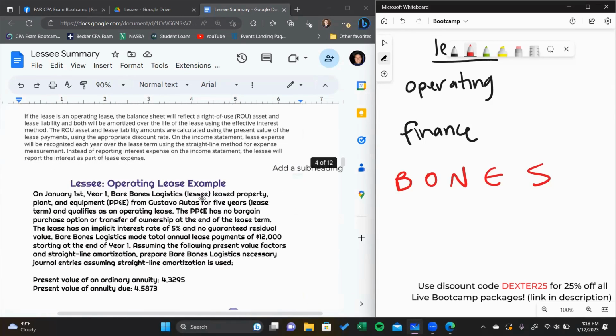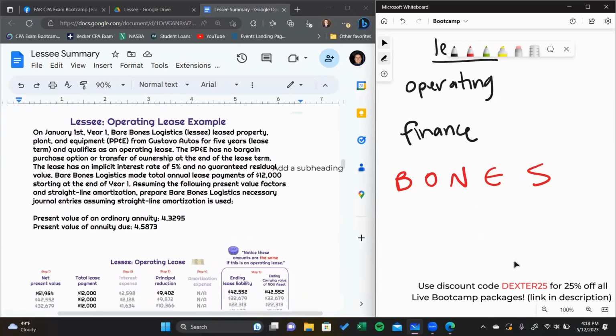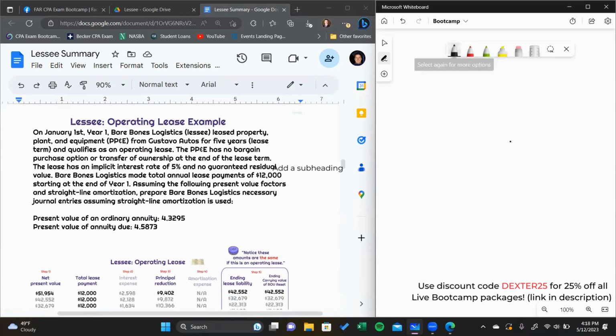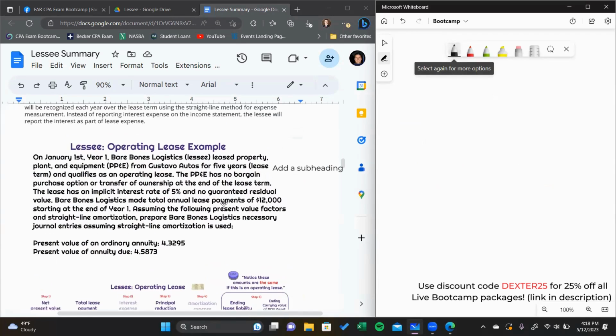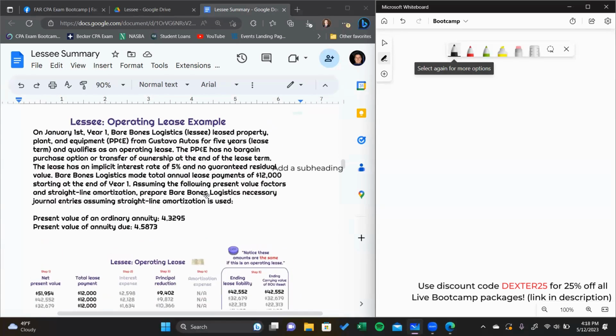Okay, so let's start by looking at examples of operating leases, and then we'll take a look at financing leases. Now, I talked about this a little bit with bonds.